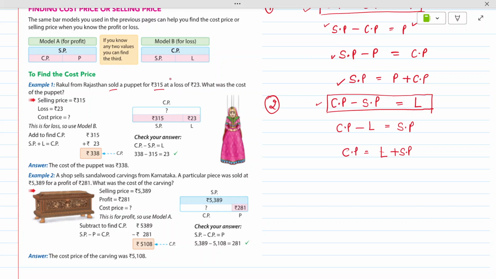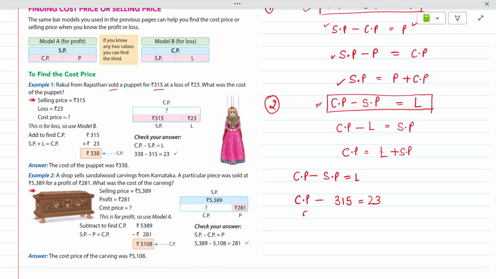Since we are talking about loss here, that means we have to use this particular formula, formula number 2. So for this particular example, I am rewriting this formula: CP minus SP is equal to L. Cost price we have to find out, minus selling price is given to us, which is rupees 315, and this is equal to L, as in loss, 23.